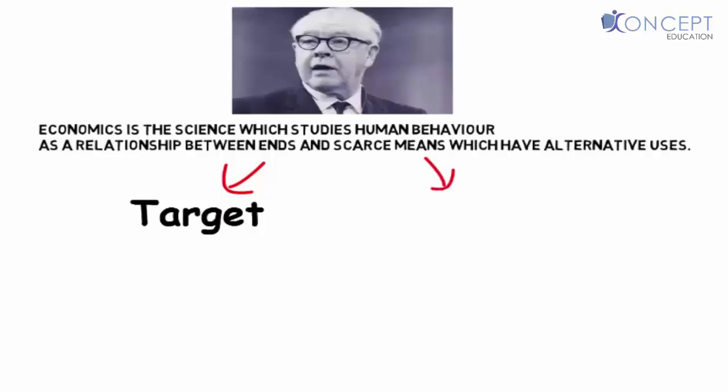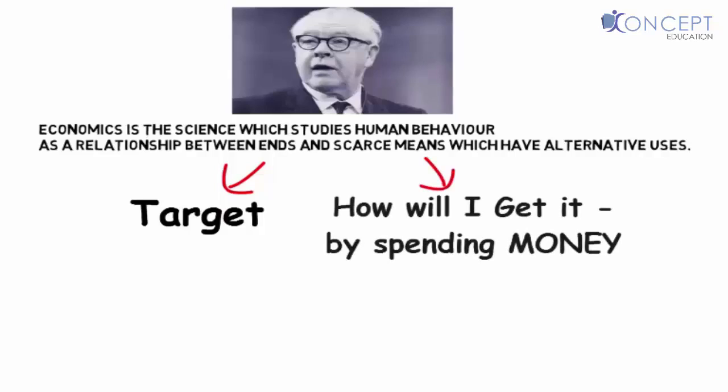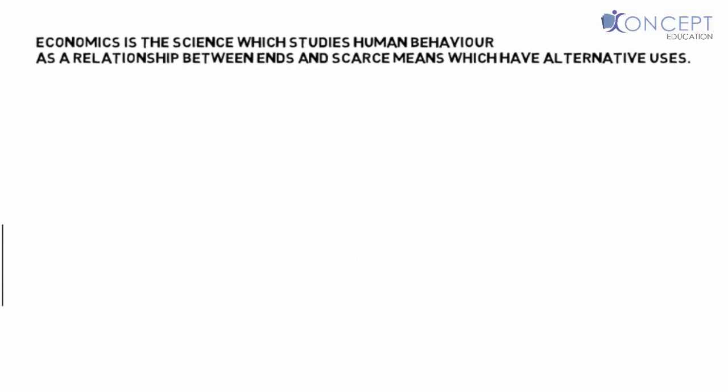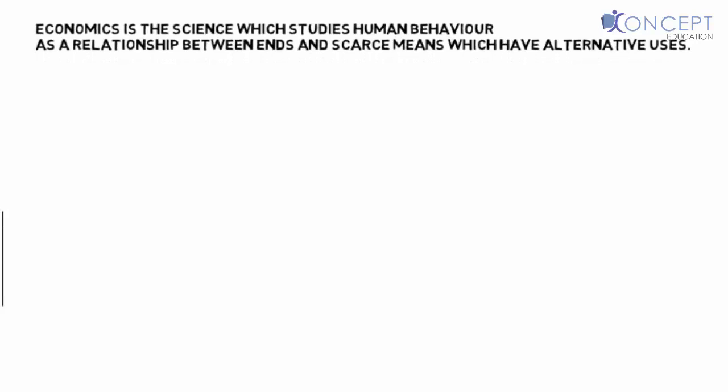Means. Means is how will I get it? By spending money. And alternative uses. See, the money can be used for buying a pen. The money can be used for buying a jeans. Now to understand this definition, we need to understand three main aspects of it. First, scarce means. Second, alternate uses. And third, ends. Now let's do this taking an example.